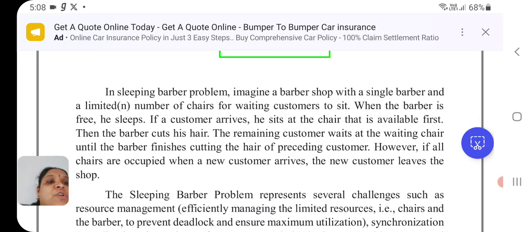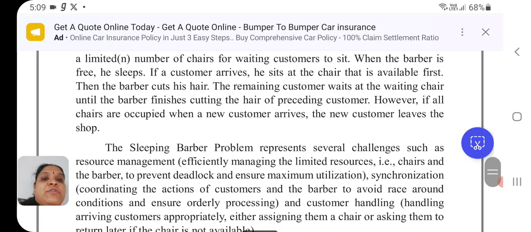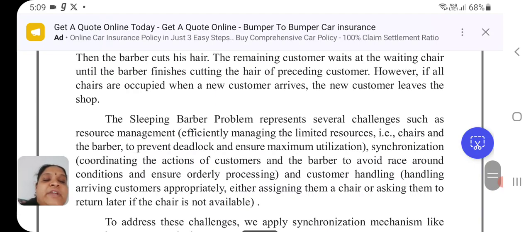Imagine we have a barber shop with a single barber and a limited number of chairs for waiting customers to sit. When the barber is free, he will sleep. If a customer arrives, he sits at the first available chair, then the barber cuts his hair. The remaining customers have to wait at the waiting chairs until the barber finishes cutting the hair of the preceding customer. However, if all chairs are occupied when a new customer arrives, the new customer leaves the shop because there is no place to wait.